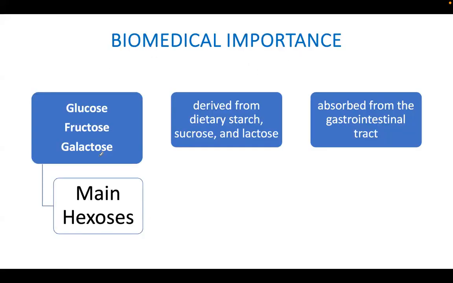Now, how important is the pentose phosphate pathway? There are actually three main hexoses, namely glucose, fructose, and galactose. Glucose would be the most important. So this pathway is for the metabolism of the main hexoses: glucose, fructose, galactose.